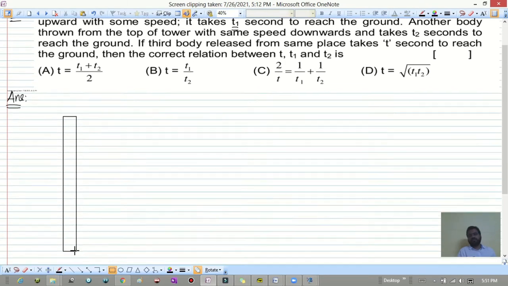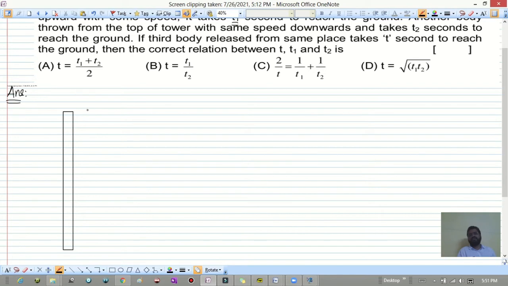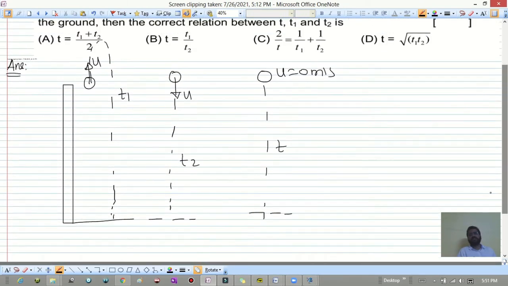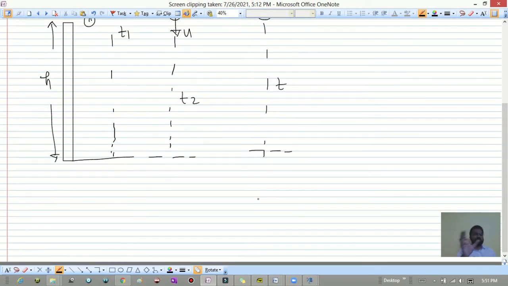Okay, so see here, this is the tower given. If you throw the body upward with velocity u, it will take a time t1 to reach the ground. If we throw the body downward with velocity u, it will take the time that is equal to t2. And if you just release with initial velocity 0 meter per second, then it takes the time t. We want what is the relation between t1, t2 and t. Height of the tower is given h. And in all the cases, the displacement is the same, that is minus h only.